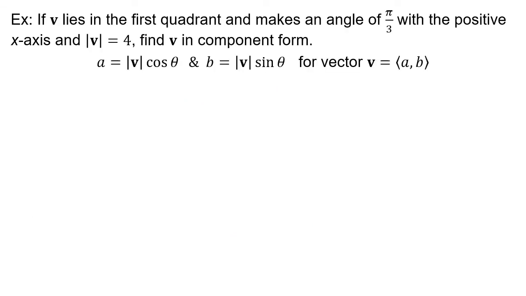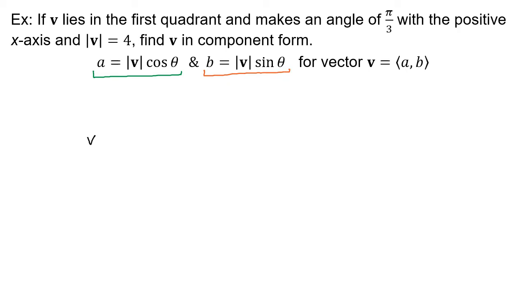Okay, if vector v lies in the first quadrant and makes an angle of pi over 3 with the positive x-axis, and you know the magnitude of that vector is 4, what is the actual vector itself? What is vector v? What are the components? And so you'll need a couple of formulas for that. The first component is given by the magnitude times cosine of the angle. The second component is given by the magnitude times sine of the angle.